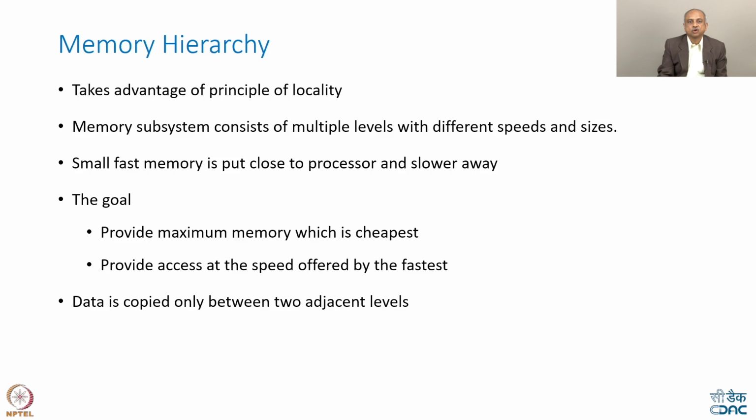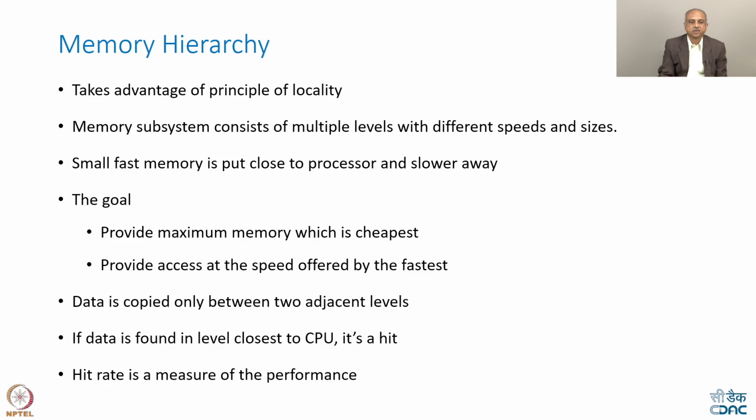So, when the data is not found in a level closer to the CPU, it is copied from the adjacent level, and this goes on. When it is found in the level closest to the CPU, it runs fastest, and this is called a hit. If it is not found, then it is called a miss. And the system tries to maximize the hit rate, because if the CPU is able to find the data in the memory which is closest to it, which is fastest, it is going to perform best, and that is why the more the number of hits, the better is the performance of the system.